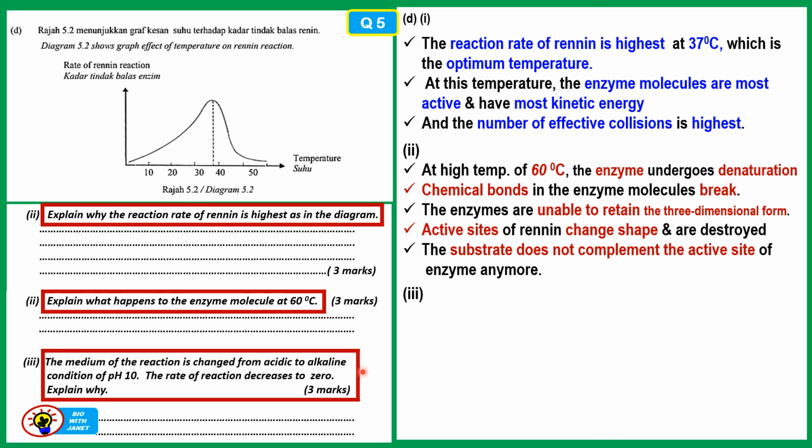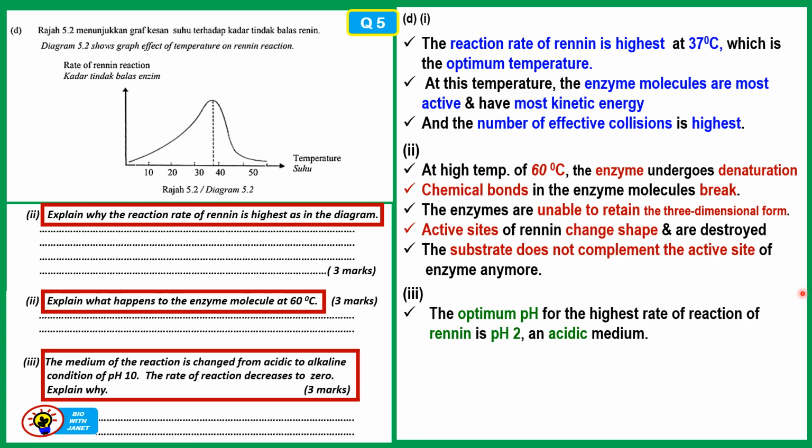Now, the medium of the reaction is changed from acidic to alkaline, pH 10. The rate of reaction decreases to 0. Explain why. So originally, the medium of reaction is acidic, and then it changes to alkaline. So here, the factor involved is no longer temperature, but pH. Okay, so what is the optimum pH for Rennin? Yes, it's pH 2, as for pepsin, also in the stomach. So the optimum pH for the highest rate of reaction of Rennin is pH 2, which is an acidic medium.